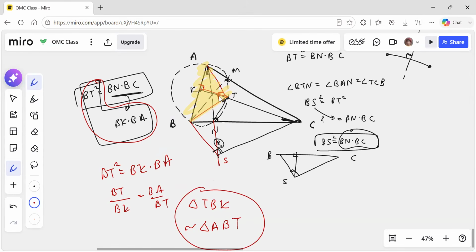This is true because this is 90, so let's call this theta. So this is 90 minus theta. So we get two triangles, this and this are similar, so from here we get this relation. And since BK times BA is equal to BN times BC, we get this relation. And since BT square is equal to BS squared, we get this relation. And this is what we wanted. So we are done.